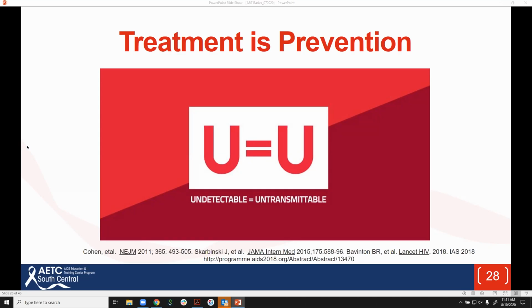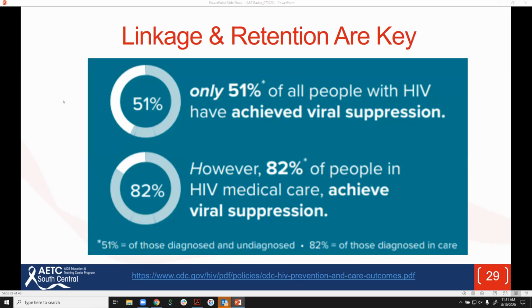So this is really important from a public health standpoint, that if we treat every single person with HIV and they're all undetectable, guess what? There will be no new HIV infections. And so really important for the individual patient and also from a public health standpoint. So it's all about putting someone on antiretroviral therapy.